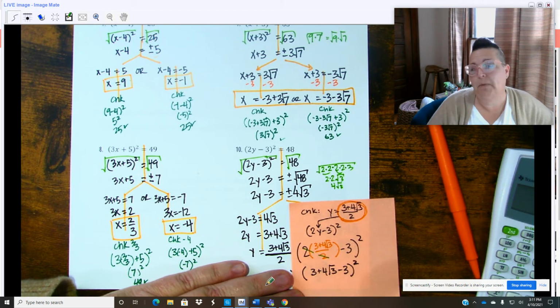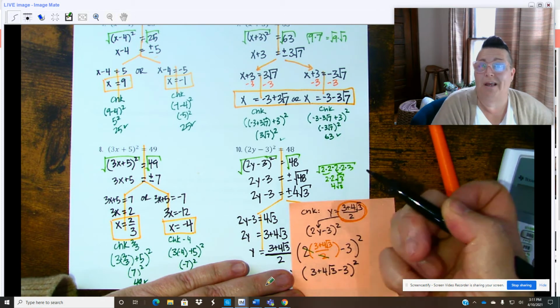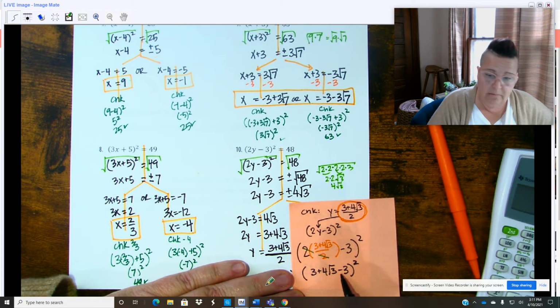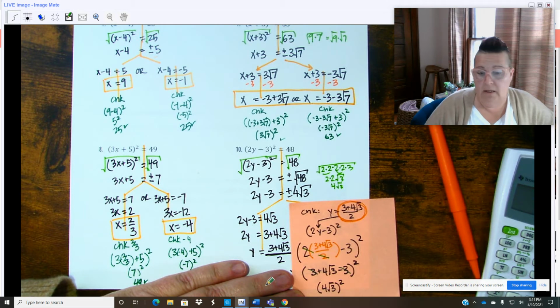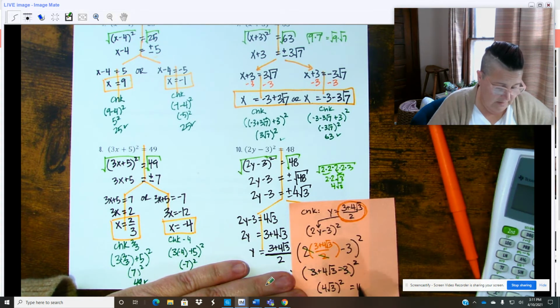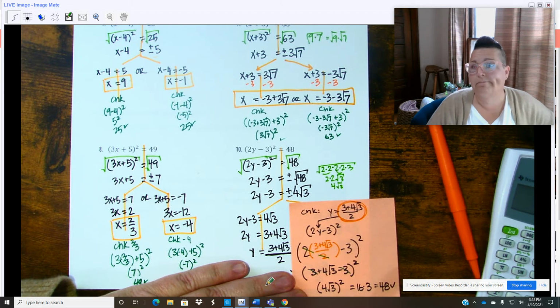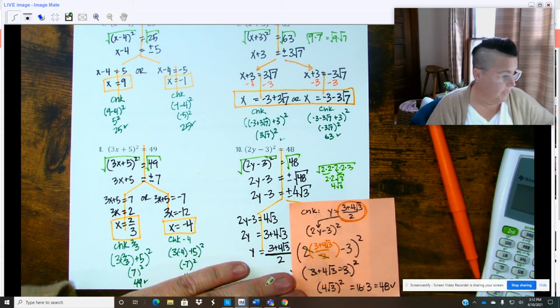squared. And now we have the same situation we had with the last problem. We have a 3 minus 3. That plus 3 minus 3 will cancel each other out. And now all I have is 4 square roots of 3 squared. 4 squared is 16. Square root of 3 squared is 3. So this is 16 times 3, which is 48. And that's what we were meant to get.